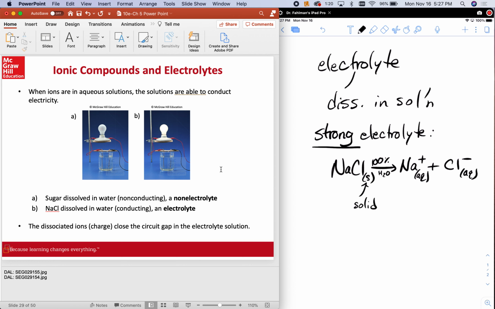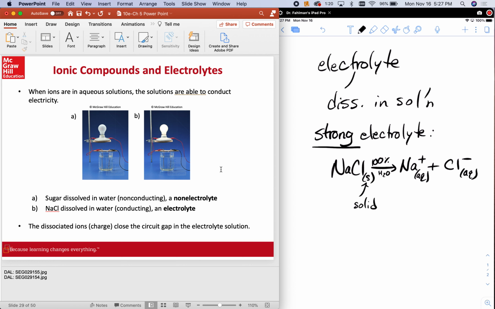And then weak electrolytes would be some of these salts that are maybe mostly insoluble, for instance. So let's say calcium carbonate. It's insoluble in water, so that would be a weak electrolyte.